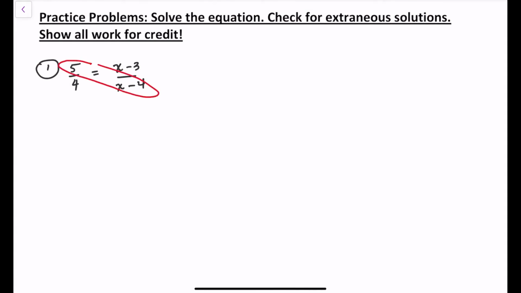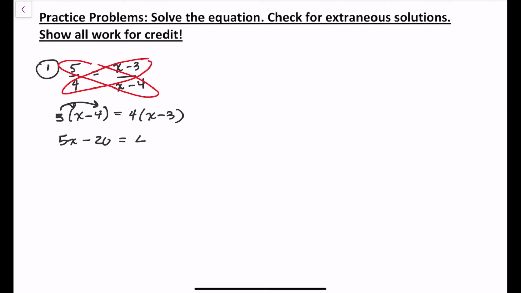Number 1. So for this problem, since we already have one fraction on each side of the equal sign, I think it's easiest to just cross multiply. So let's do that. And then remember, I need to distribute. So it's a good idea to put all your binomial terms in parentheses. And then I need to get my x's on one side. So I get 5x minus 4x, I get x. And I'm going to add 20 to the other side to get 8.